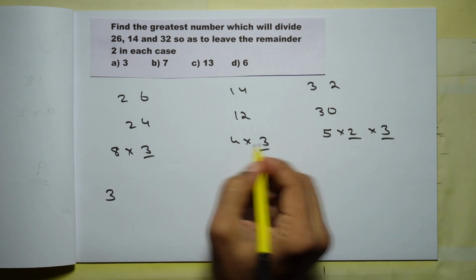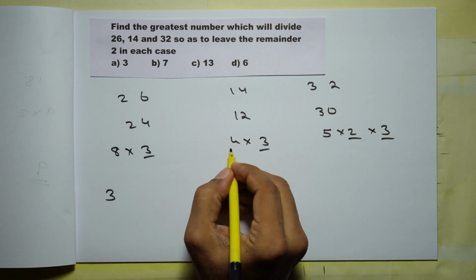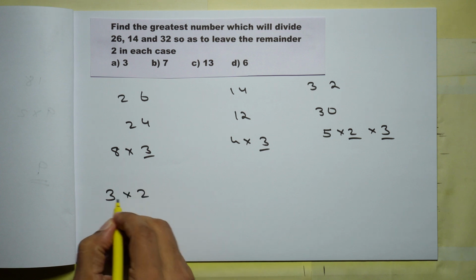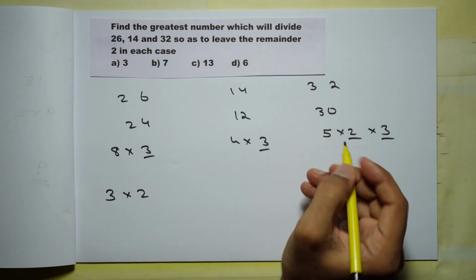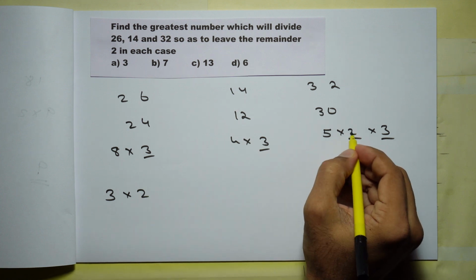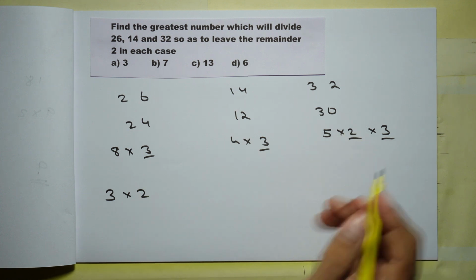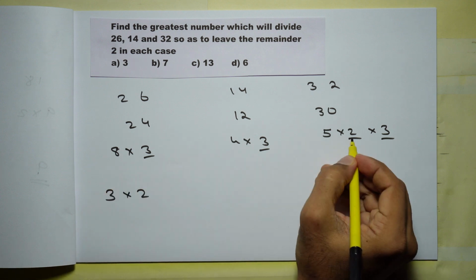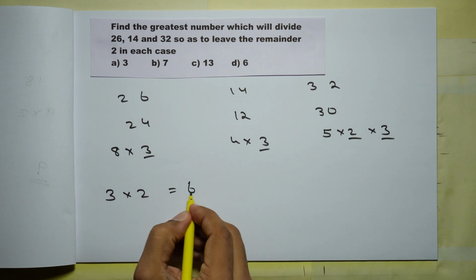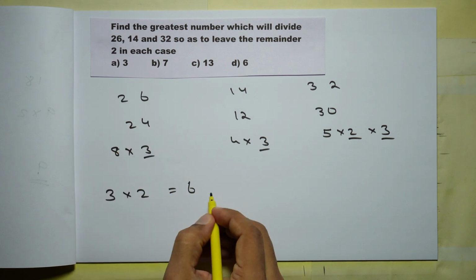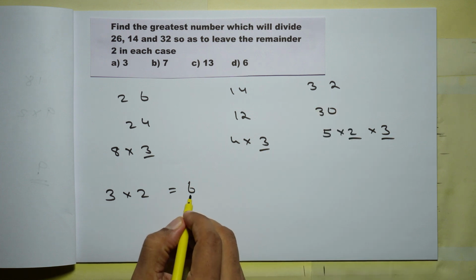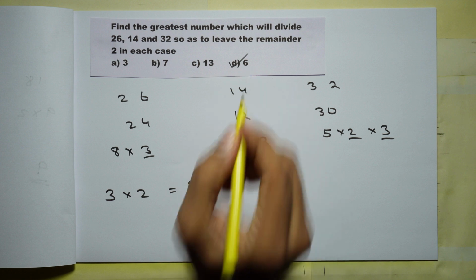Now 2 is here. Here also there is a 2. That is 4 is 2 into 2. Here 8 also has 2. So 3 and 2 is there. 5 is only here. Here and here there is no 5. 4 cannot be taken because here there is only a 2. 4 is not here. So the numbers that are common to all the three numbers will be 3 and 2. So 3 into 2, 6. So you can see that 6 divides 24, 6 divides 12, 6 divides 30 also. So the required answer is 6. So option D, 6.